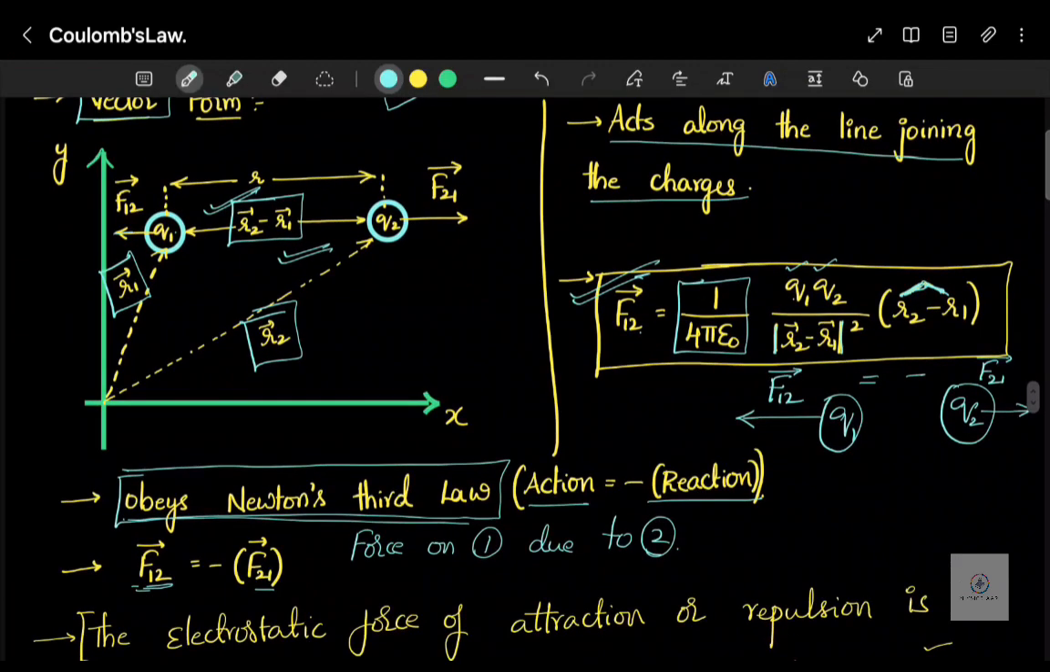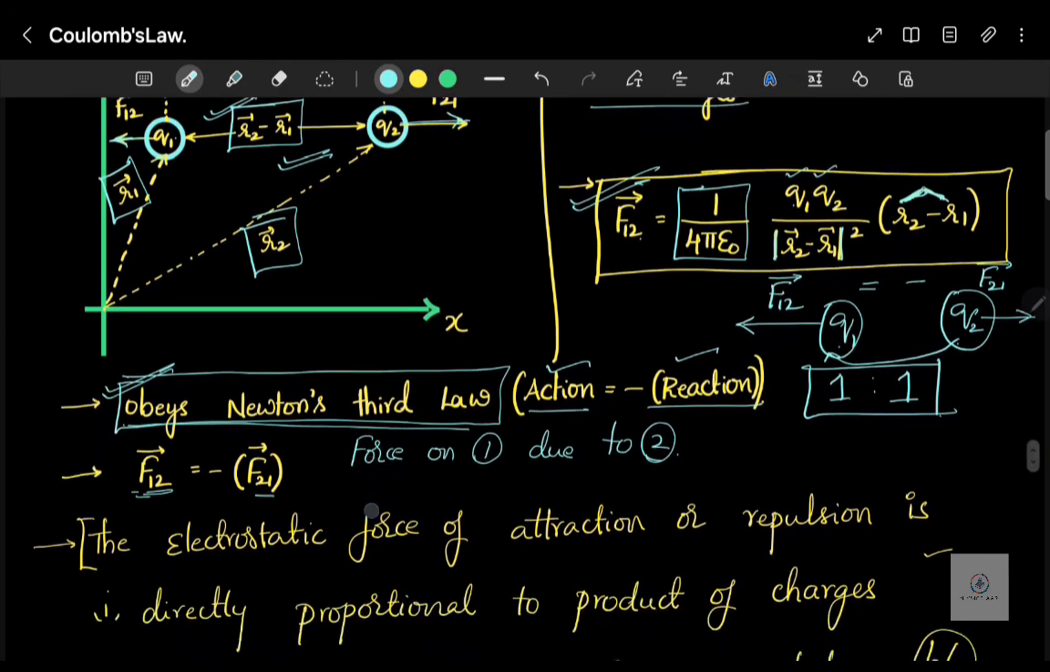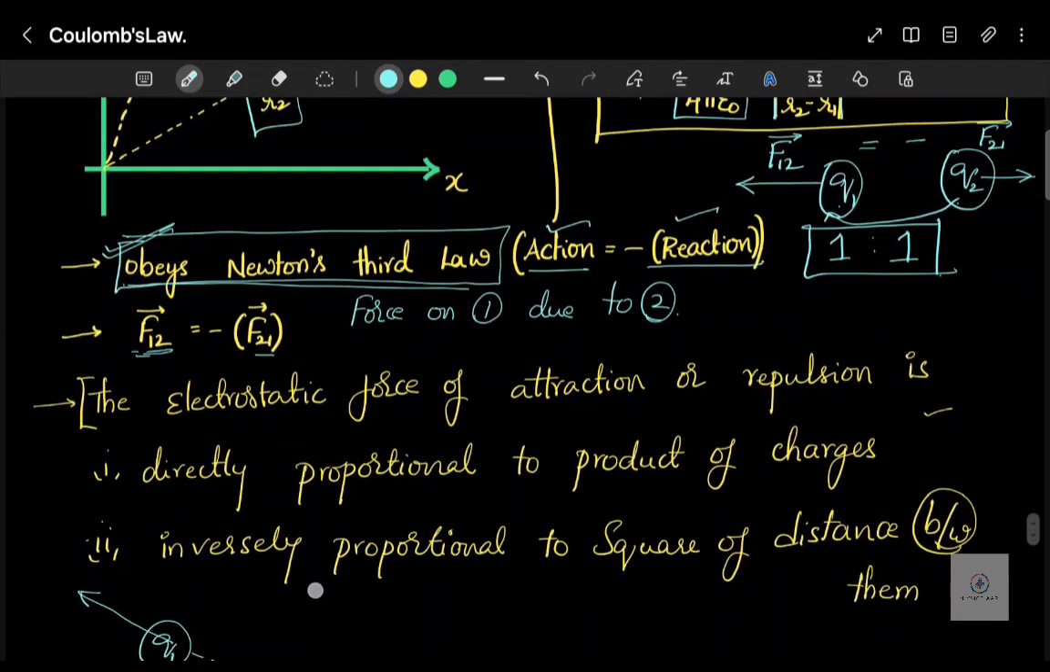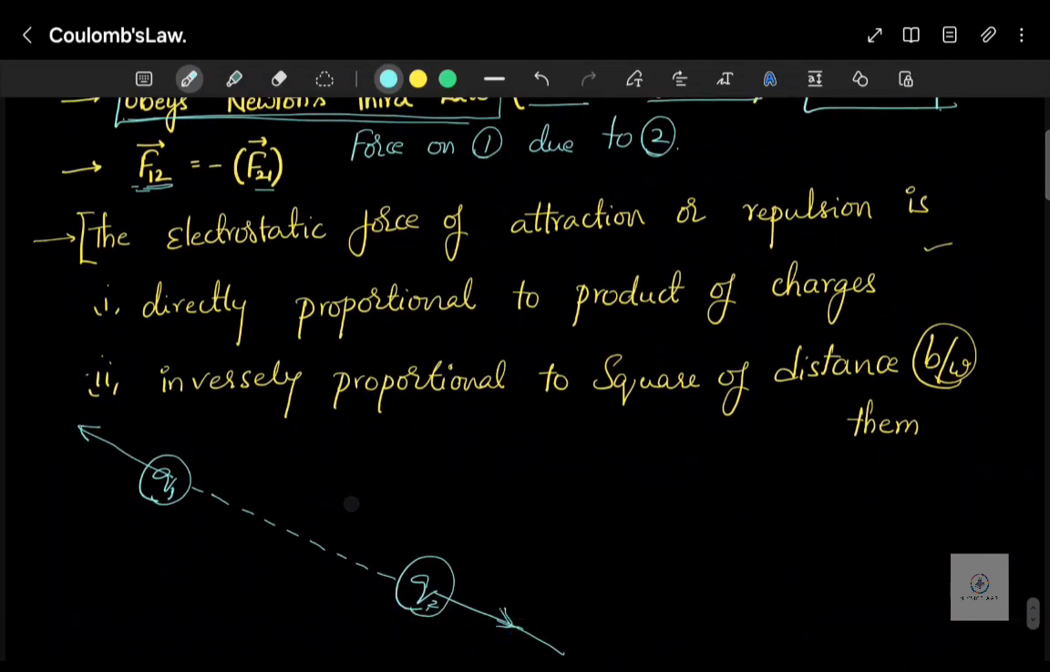In vector form, okay, this particular Coulomb's law, it obeys Newton's third law. That means there is an action and as well as reaction in this particular Newton's third law and in this Coulomb's law. So F12 and F21 both are equal and opposite, okay, and the ratio of their forces will be equal to 1:1. That is, force applied by 1 on 2 and force applied by 2 on 1. It will be in which ratio? 1:1. Okay, next. So that's regarding the Coulomb's law, and this numerical part you will be getting it in the next class.